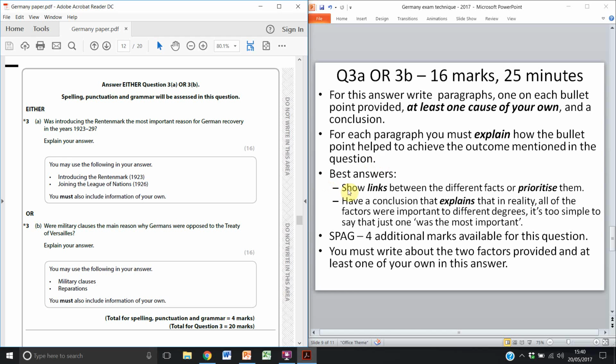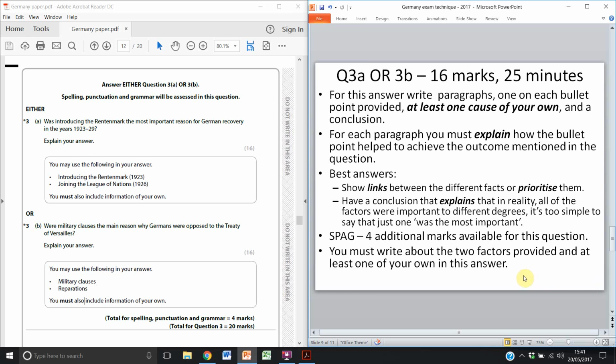So the best answers are the ones that show links between the different events or prioritise them. Okay, that you could say that one was the most important, and then this was the second most important, and so on. But actually, I think most historians would agree that it is too simplistic to say that one is the most important. They are all important, but just to varying levels. Okay, and remember about the spelling, punctuation and grammar, 4 additional marks available. That really could be the difference between one grade and the next.